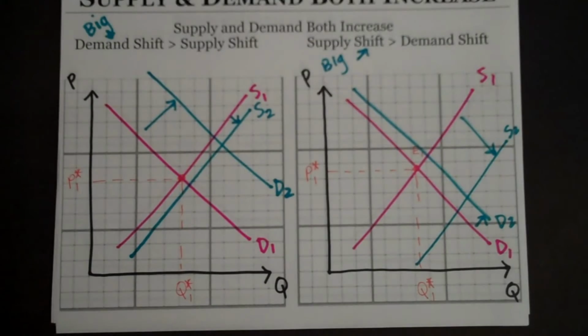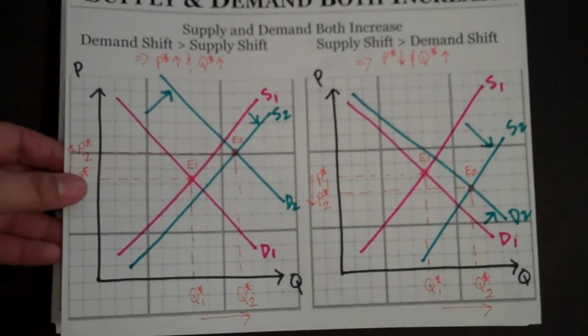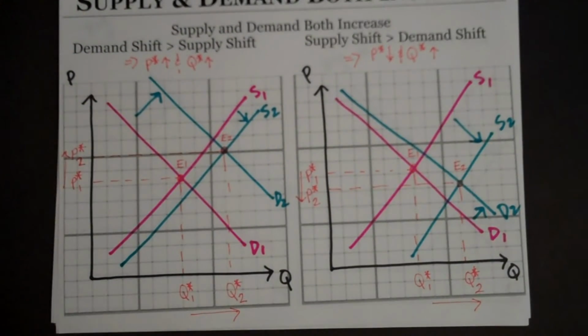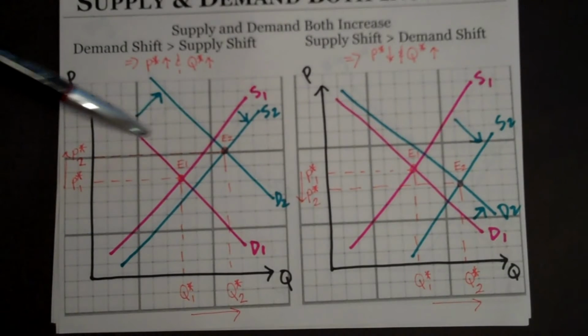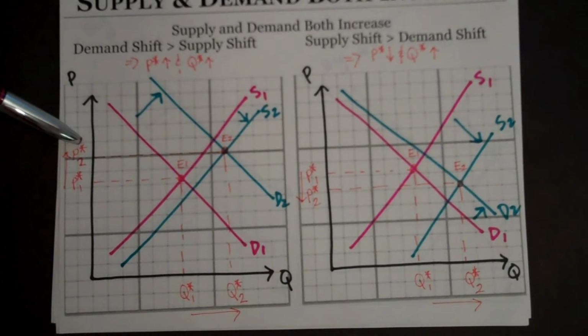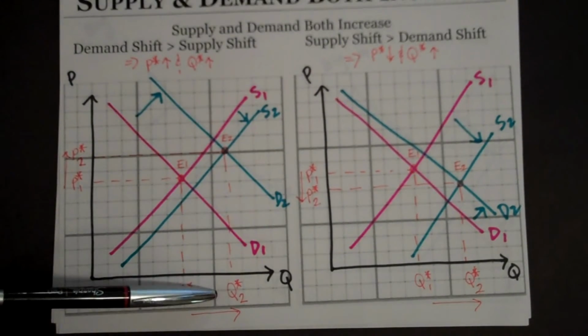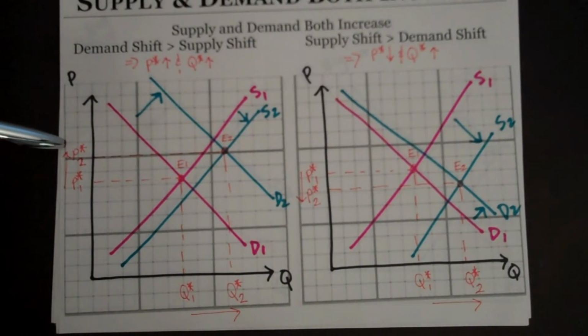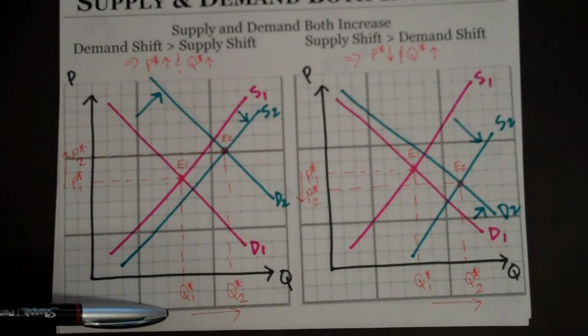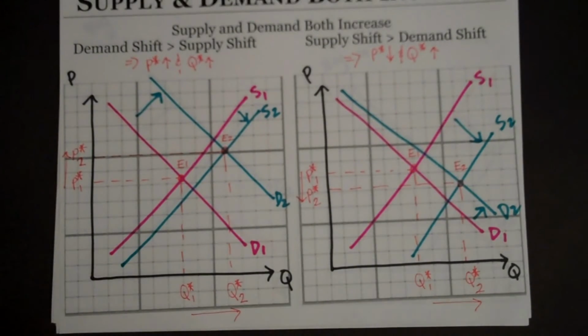Now, we need to find our new equilibrium points. Our new equilibrium points are the point where the new demand curve and the new supply curve intersect. So where D2 and S2 intersect. In the left-hand graph, it's point E2. And at E2, the price associated with it is P2, and the quantity associated with it is Q2. You can see that our price has increased and our equilibrium quantity has also increased.